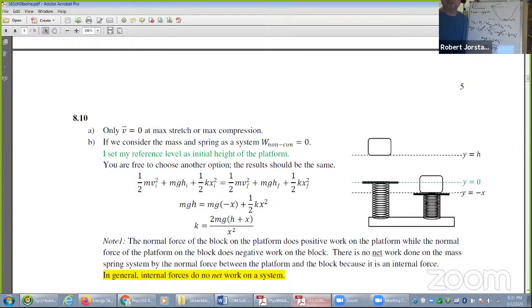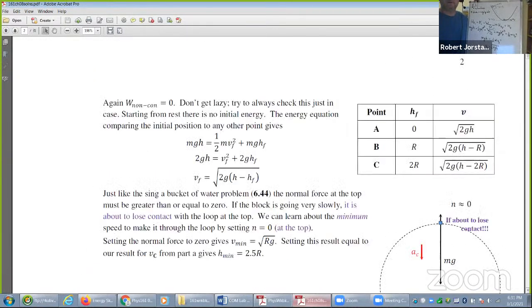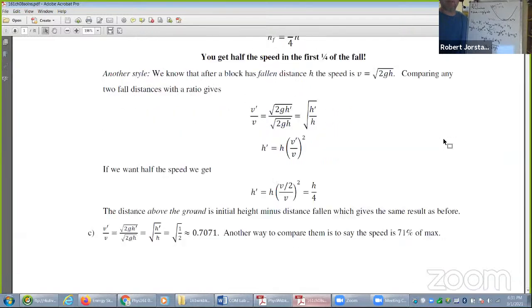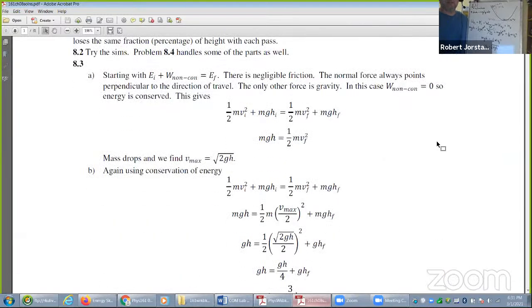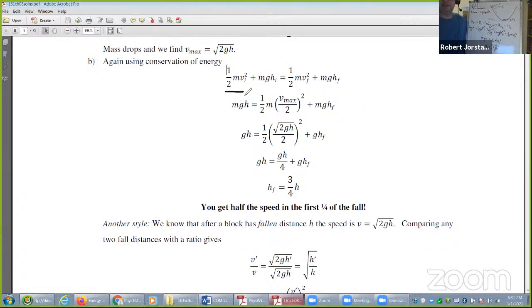Whoa, we don't want that solution. What problem was this? 8.3, right? Okay, so let's follow this right here. We're doing part B. We've got the initial energy, kinetic and gravitational, final energy, kinetic and gravitational. Well, this one goes to 0.